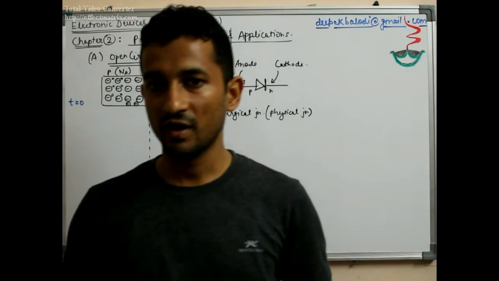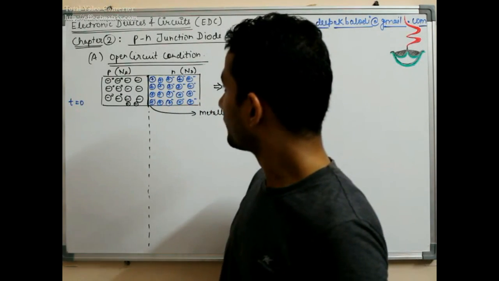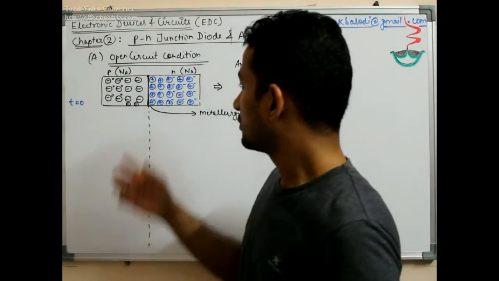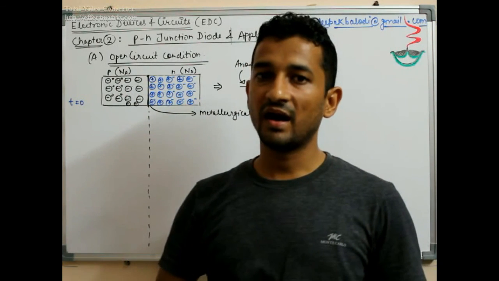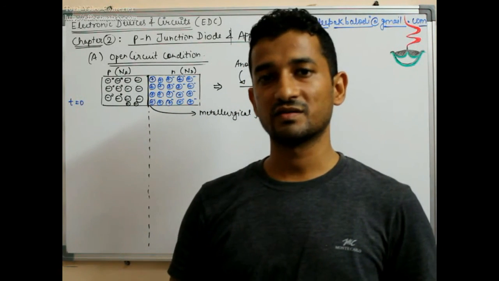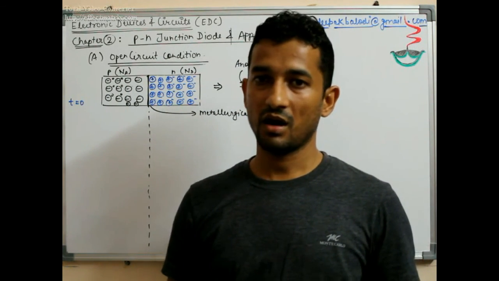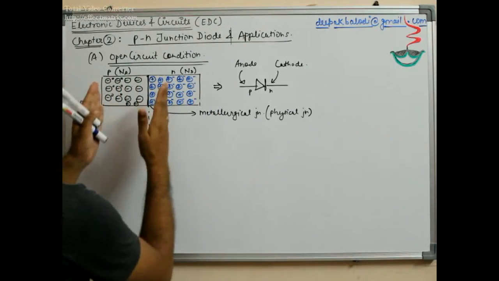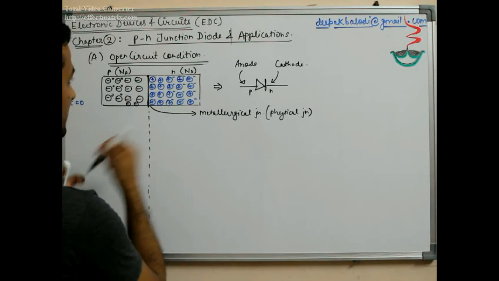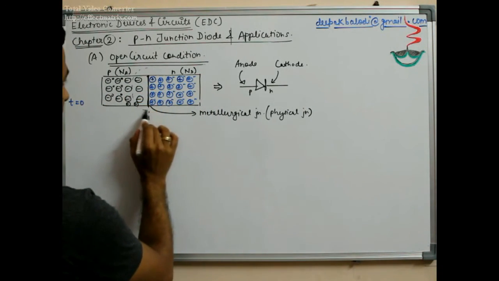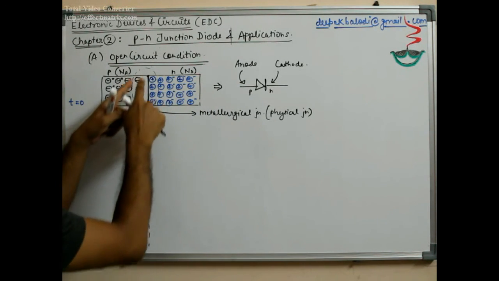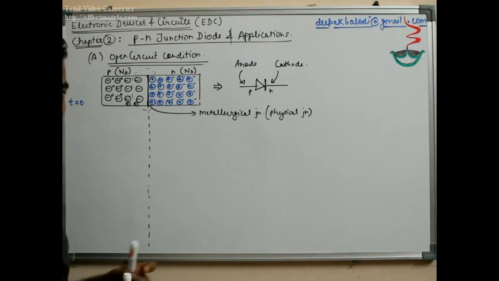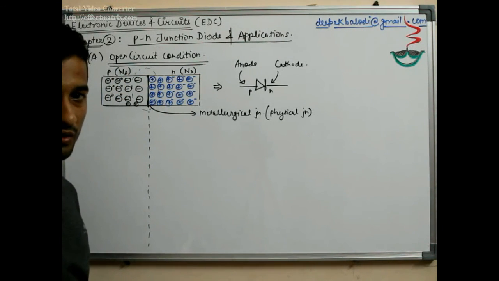So it is the basic recombination process. As soon as they combine, they leave behind their immobile ions, or fixed ions, which cannot move. As soon as this process happens, there appears a region there. First of all, these atoms will contribute their electrons and holes to get recombined.